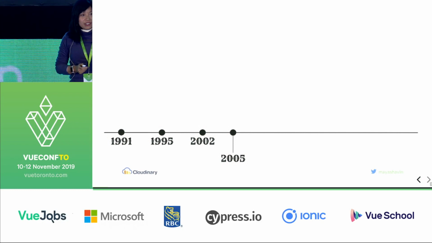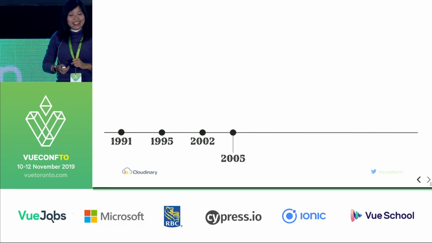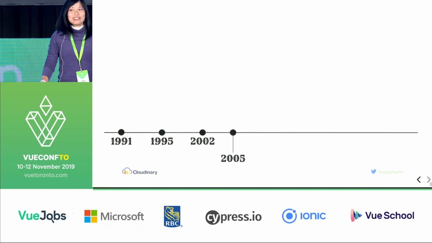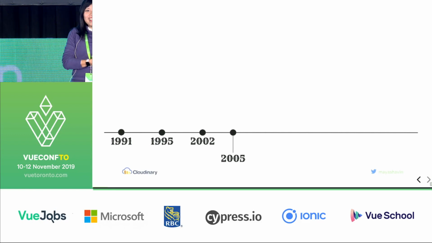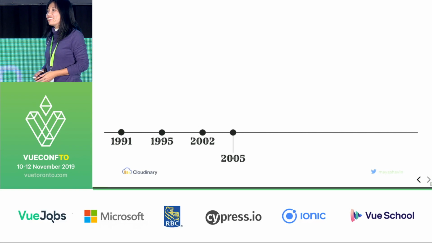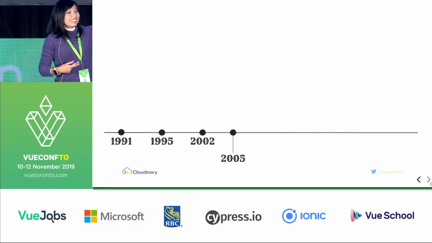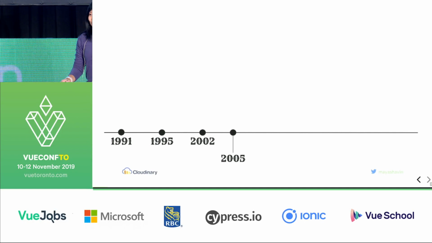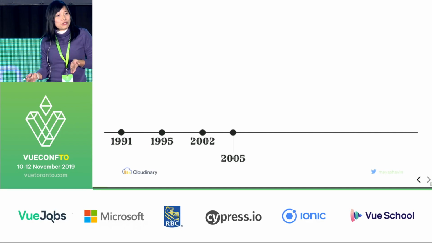Who here was born in 1991? That's little. Cool. 1995. 2002? No? Only one? Oh, okay. How about 2005? No. Okay, cool.